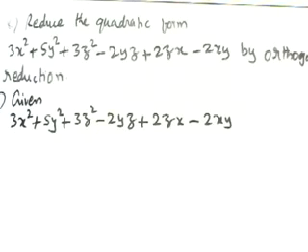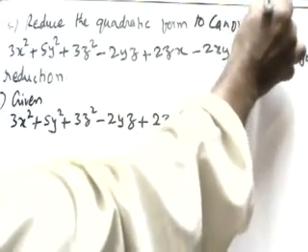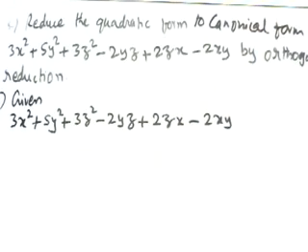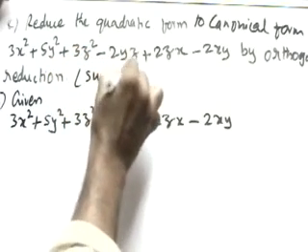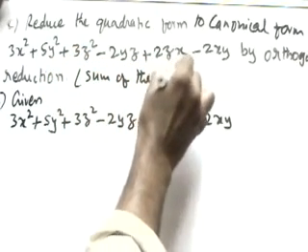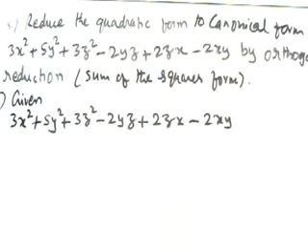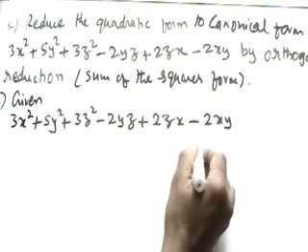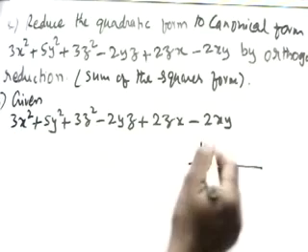Now see the question. Reduce the quadratic form to canonical form by the orthogonal reduction method. We call this the sum of the squares form also. The sum of the squares form is the same as the canonical form. So let me change this into a matrix. We already know this method; we discussed this in the previous class.